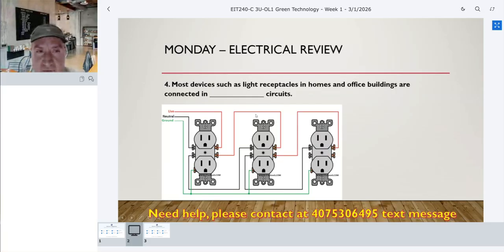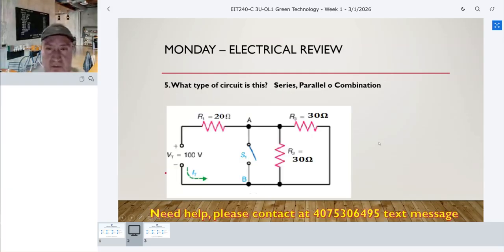But don't forget the answer here. Most devices, such as light and receptacles in homes and office buildings, are connected in parallel. Don't forget parallel circuit. This is the answer for number 4.